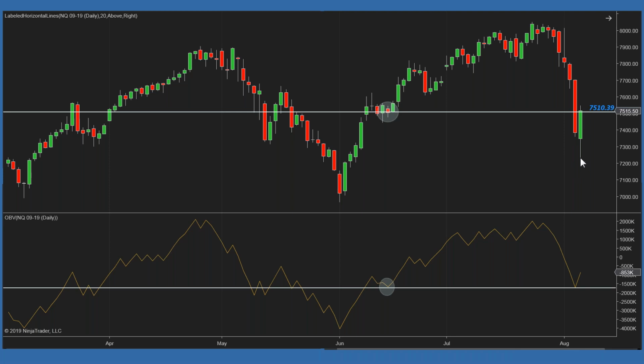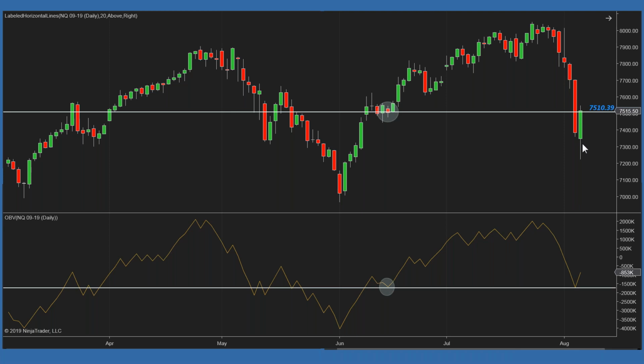Well, notice how much lower prices got relative to this point right here, right? That's quite a bit. They were trading at 7,500. They got almost all the way down to 7,200, and then they put on the brakes. But volume did not go lower, did it? You would expect that as prices went lower, volume should go lower, but in this case, it did not. It actually held up at the same level. That's actually kind of bullish.